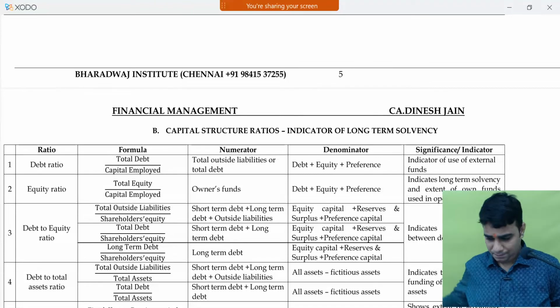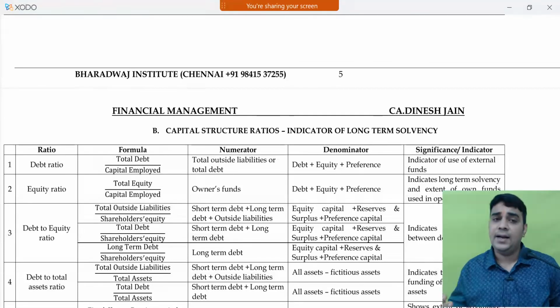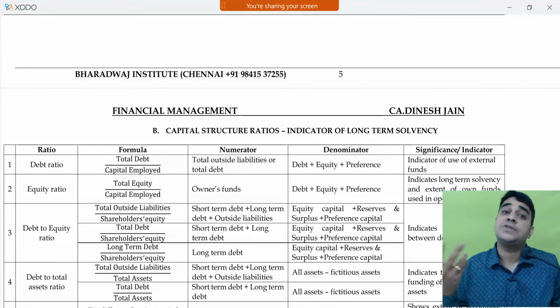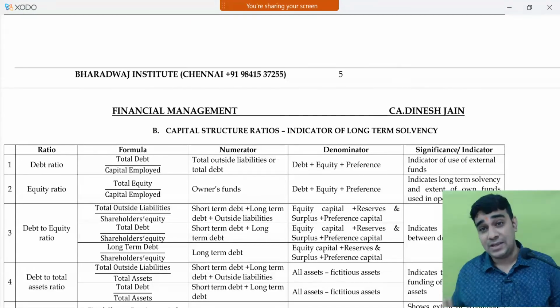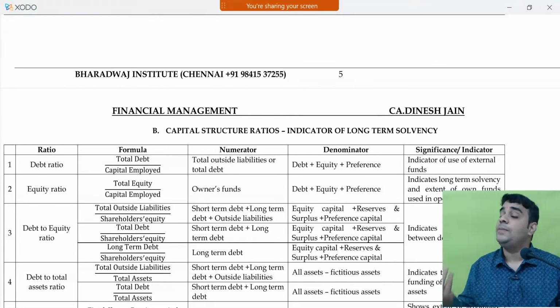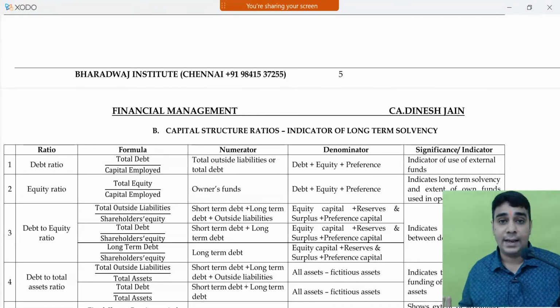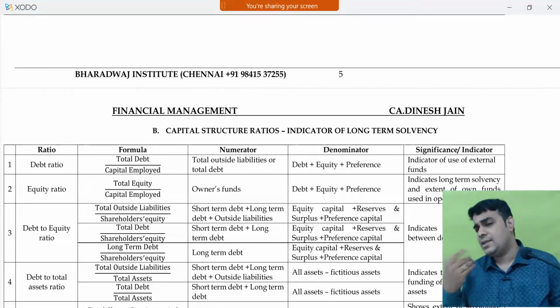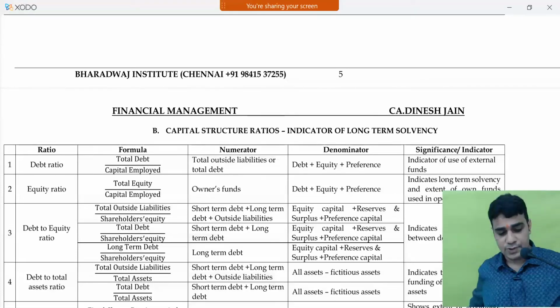Equity ratio is total equity by capital employed. Debt to equity ratio is total debt by total equity. The term debt can be interpreted as total debt, sometimes as long-term debt, and sometimes even as outside liabilities. What are outside liabilities? Even creditors and your other current liabilities will be included. So anything other than equity forms part of total outside liabilities.